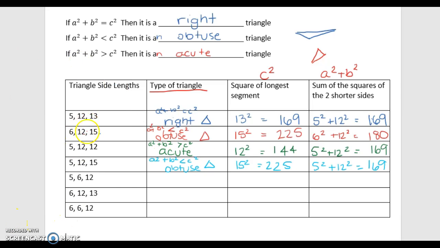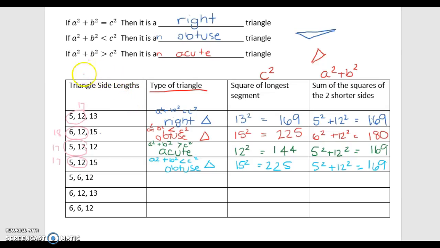So I don't know if you've noticed up to this point, but if you take the two smaller sides, 5 plus 12 is 17. 6 plus 12 is 18. 5 plus 12 is 17. You'll notice that all of those added together are greater than that third side.